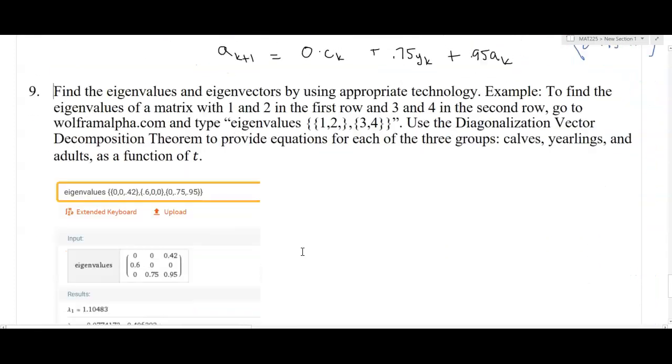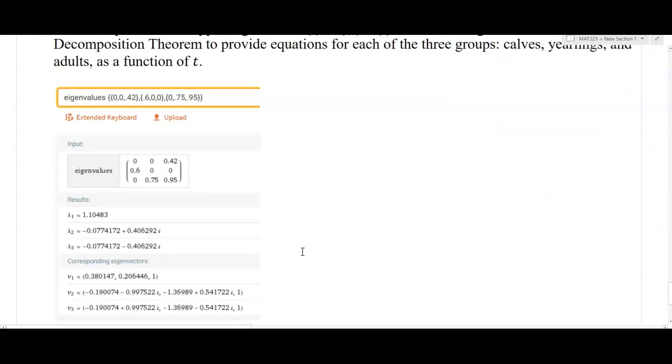So let's go ahead and write out x sub t. So for k1, k2, and k3 in this case, because we have 3 eigenvectors and 3 eigenvalues, we're just going to write out x sub t is going to equal k1 times lambda 1, which is 1.10, to the t power, times v1, which is 0.38, 0.21, and 1.